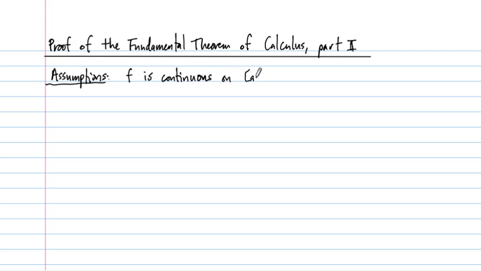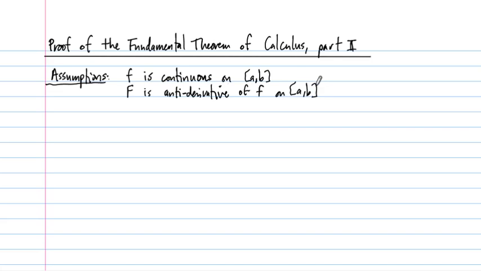So the assumptions, first of all, are that f, little f, is a continuous function on an interval from a to b. Closed interval includes the endpoints. And the other assumption is that we know an antiderivative of little f, so we called that big F. So big F is an antiderivative of little f on the same interval.